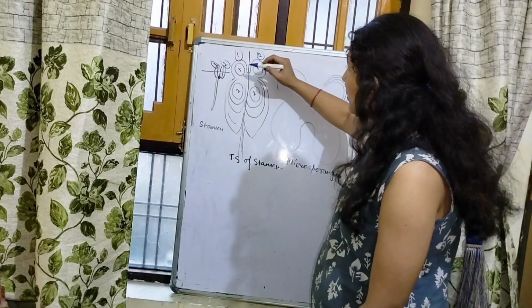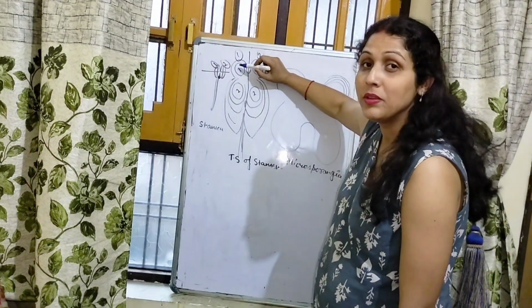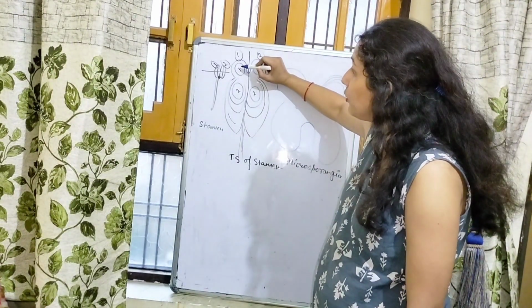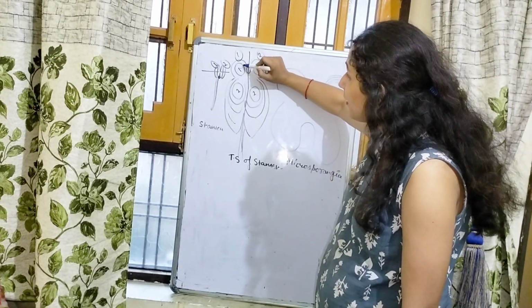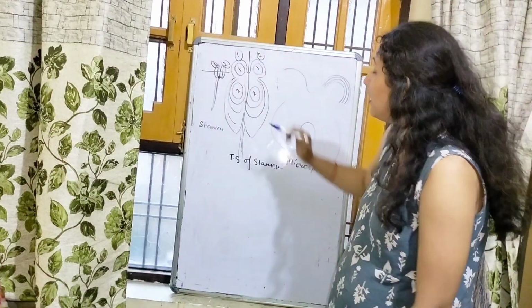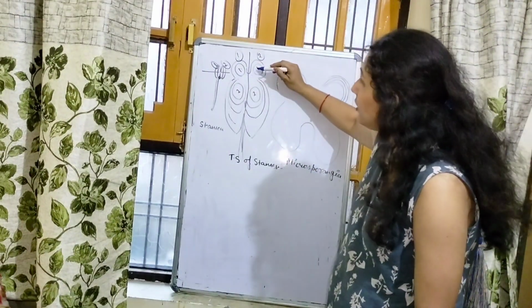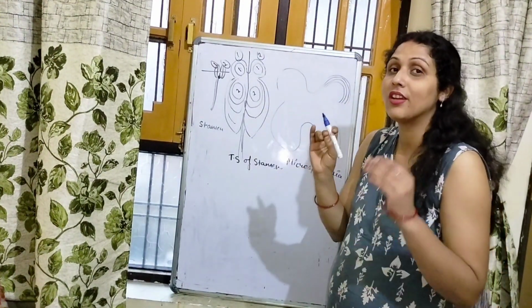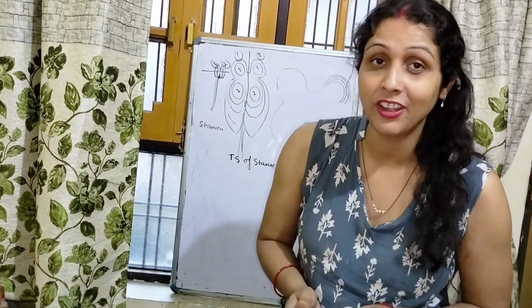Now, sporangium is the place where the spores are produced. So the spores are produced inside this microsporangium. So how many microsporangia are there? 1, 2, 3 and 4. That's why this structure is tetramicrosporangiate.